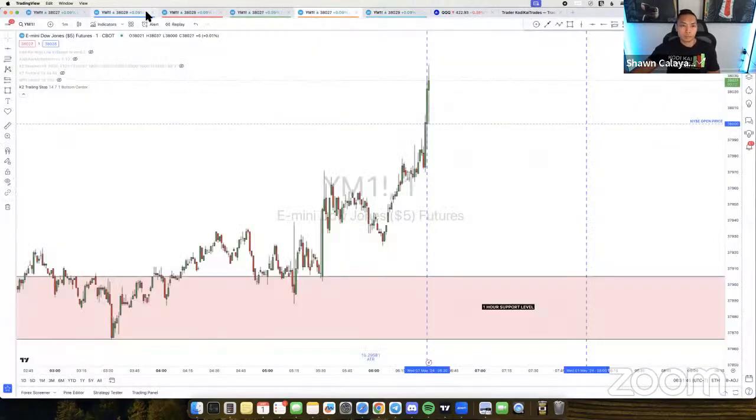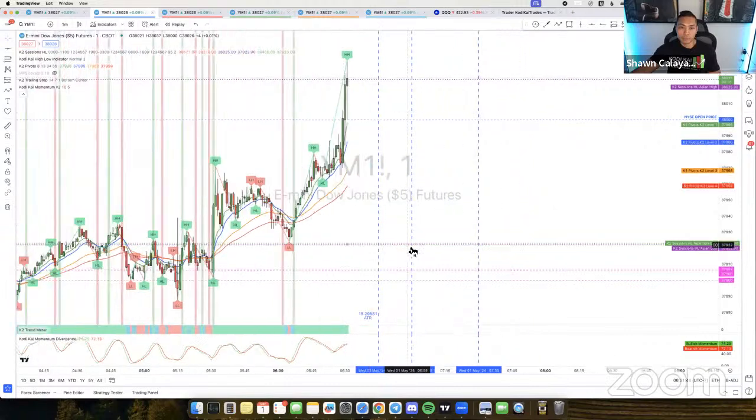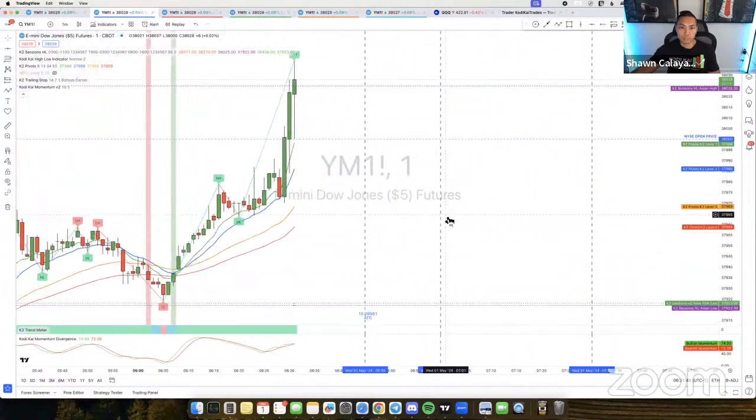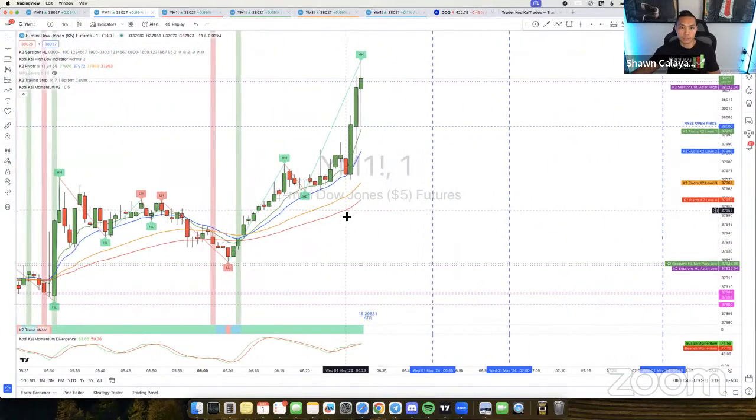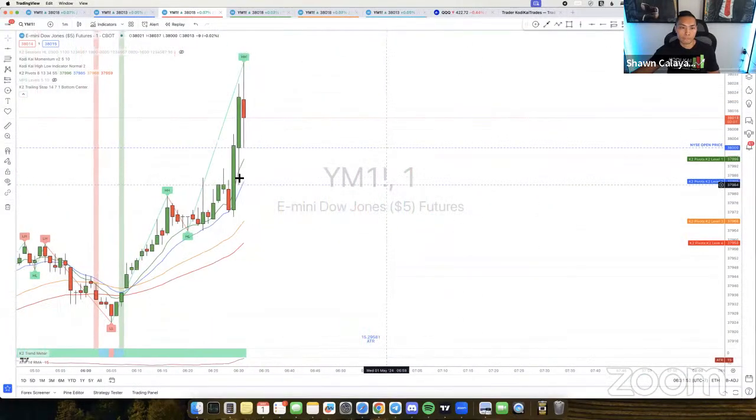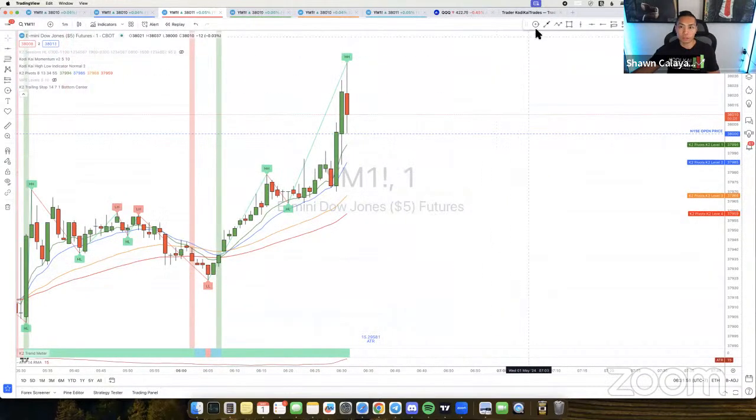All right, so we're just gonna wait. There's nothing here yet for us to take, so you've got to be a little patient with these entries here. The PRB looks like it could be setting up right now. So the PRB touched on the opening candle right here.